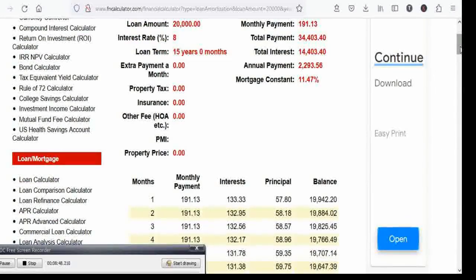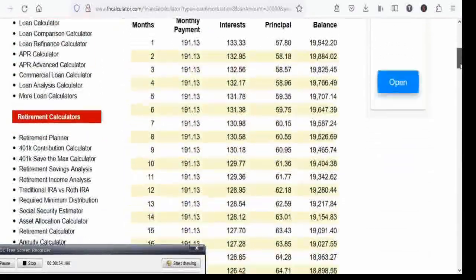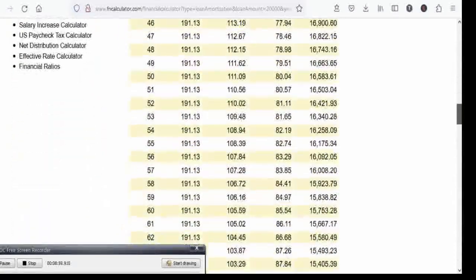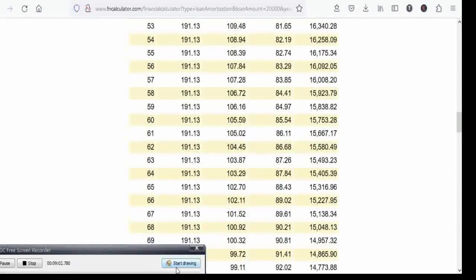Let's say the balloon is due in 5 years. That's 60 payments. Here's the amortization readout. Let's go down to payment number 60. Got to scroll all the way down here. And here's the number that we're looking for. After 60 payments, the balance due at that point, which will be the balloon amount, is $15,753.28.